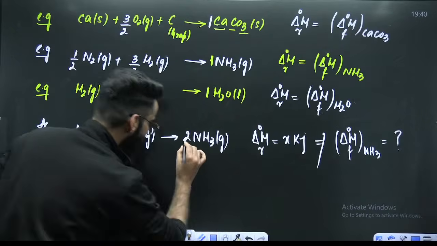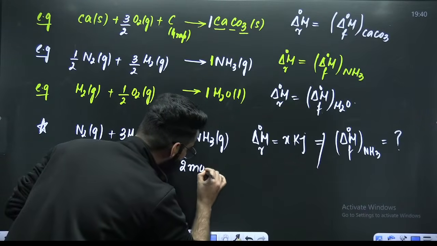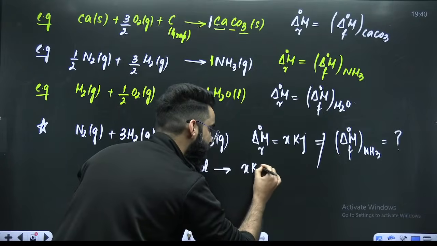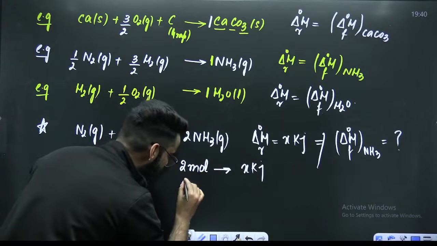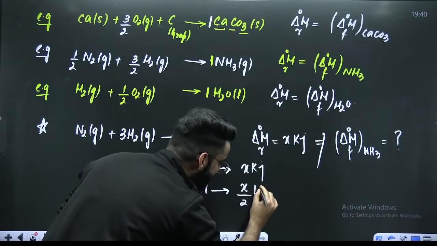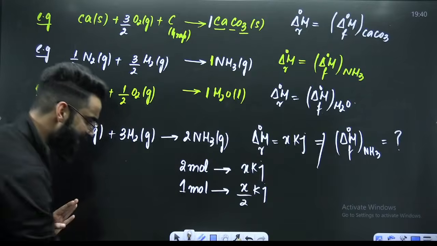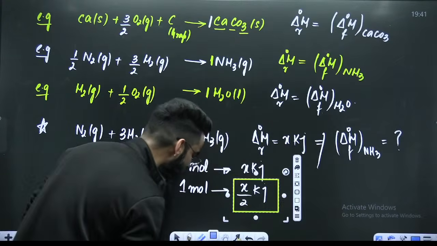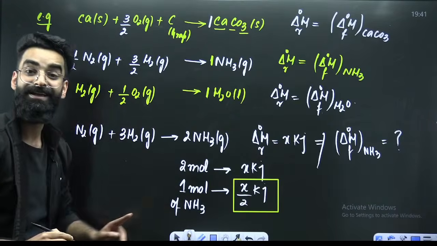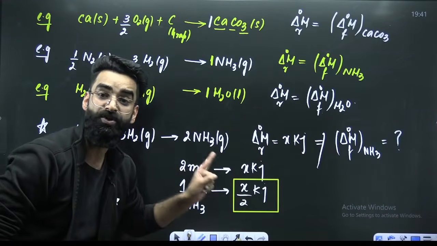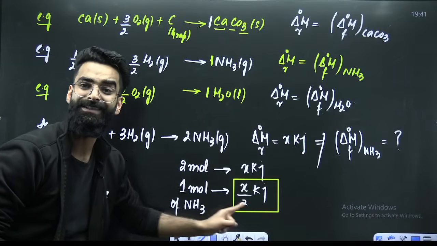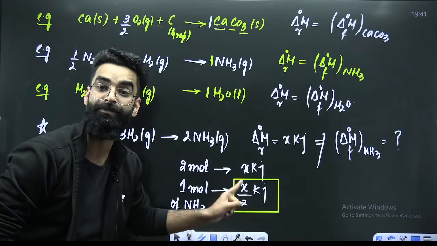Can I say, when 2 moles of NH3 are being formed, how much heat is absorbed? X kilojoules. Therefore, when 1 mole of NH3 gets formed, this will be the heat absorbed. And the amount of heat which is absorbed or released when 1 mole of substance is getting formed is something which you call the enthalpy of formation.